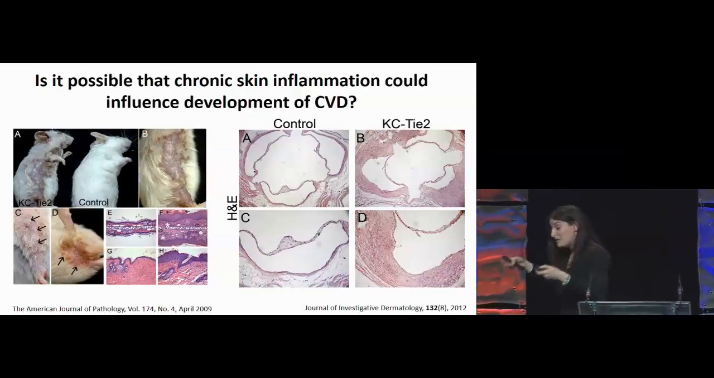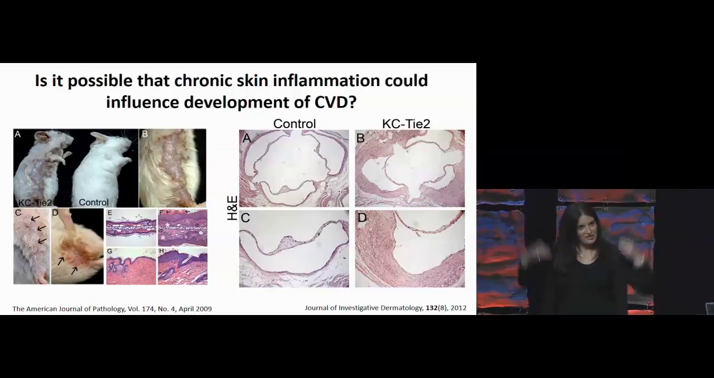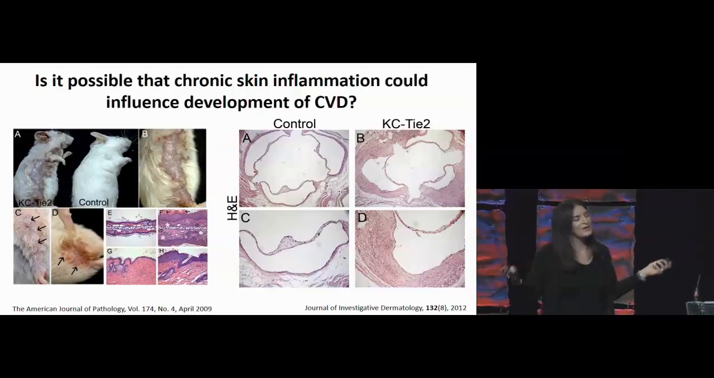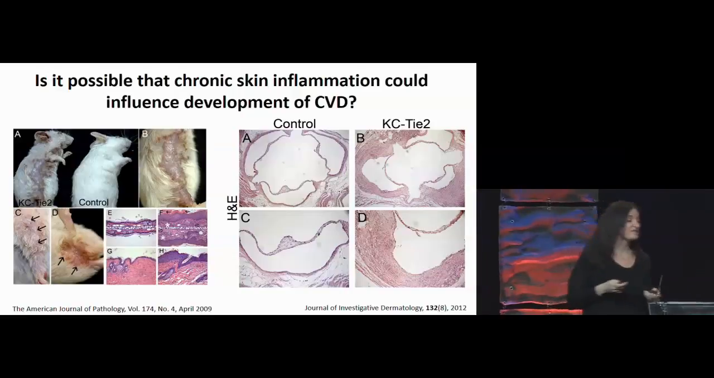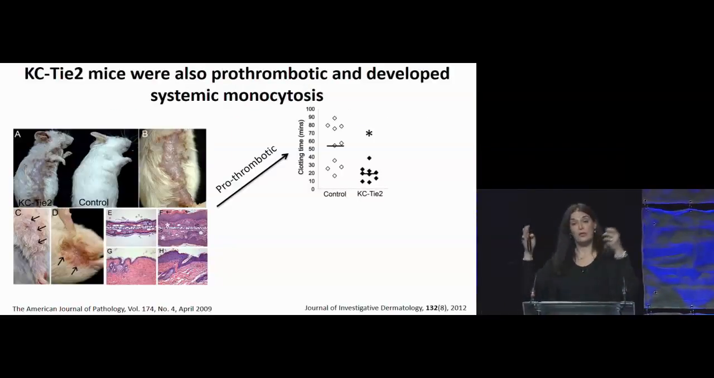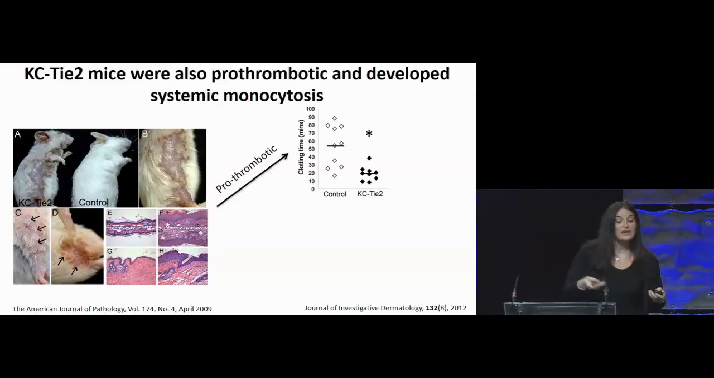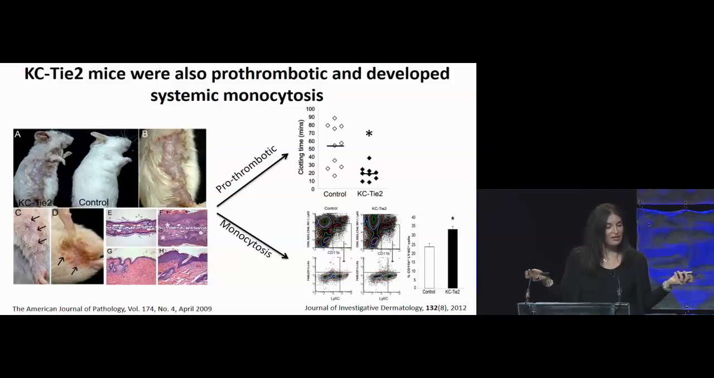And, in fact, we were able to do that. So in animals with skin inflammation, if you age them out to beyond a year, about a third of them in this model develop vascular inflammation in the aortas. They also become very prothrombotic. So as early as 10 weeks of age, they clot very quickly in an experimental thrombosis model. And prior to all of this occurring, they have elevated monocytosis, the CD11b Ly6C high population of cells.